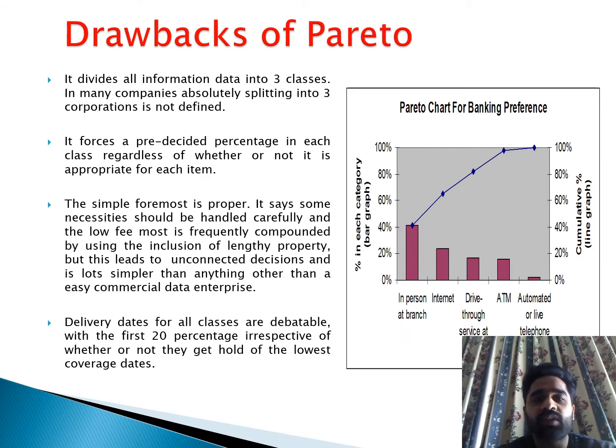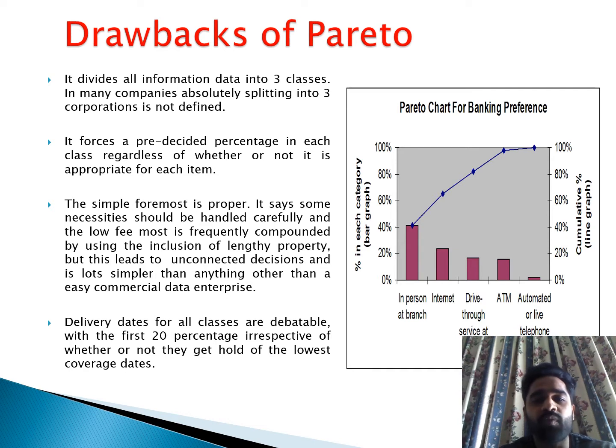Now we talk about the drawbacks of Pareto. It divides all information data into three classes. In many companies, splitting into three groups is not clearly defined. It forces a pre-decided percentage in each class regardless of whether or not it is appropriate for each item. The simply foremost is proper.